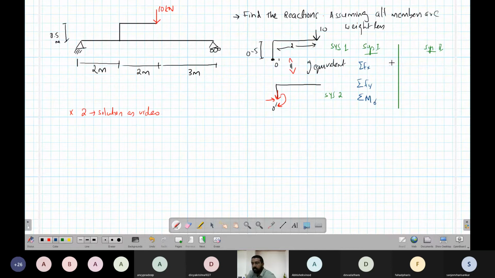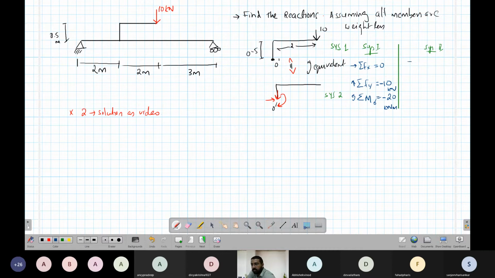What is the summation of force in the x direction? Here, right is positive, up is positive, anticlockwise is positive. The y direction force is minus 10. The moment about O dash is 10 into 2, which is clockwise, so minus 20. This is in kilonewton meter.